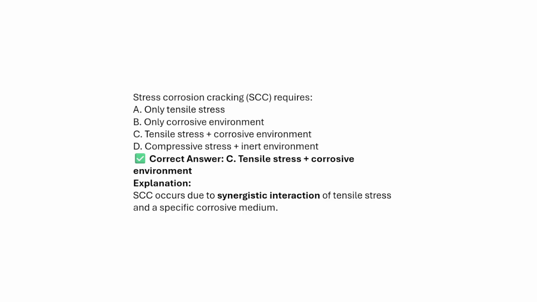Okay. Next, stress corrosion cracking requires only tensile stresses, only a corrosion environment, both tensile stresses and a corrosion environment, or compressive stress and an inert environment? The answer will be that we require both stress and the corrosion environment. Stress corrosion cracking occurs due to the synergy of the interaction of tensile stresses and a specific corrosion medium.